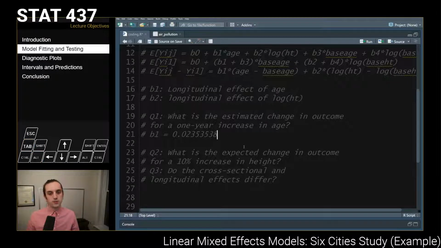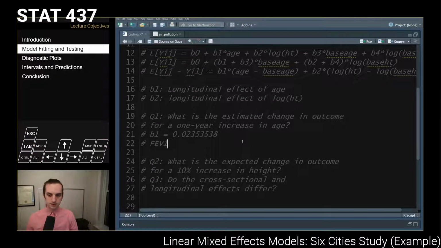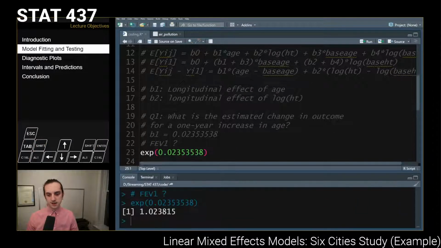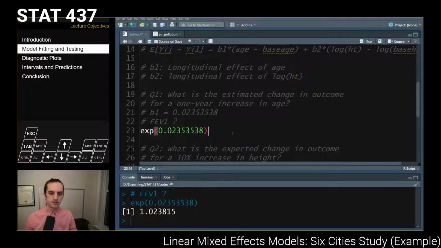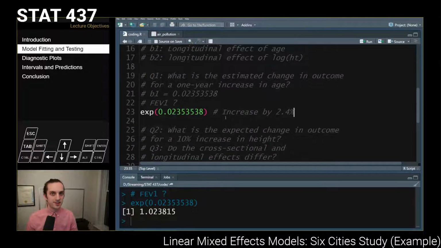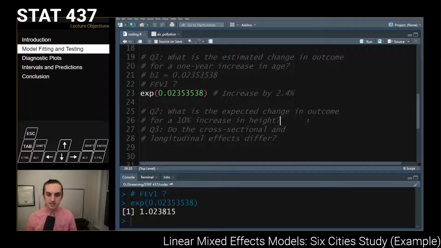And so if you want to know how the FEV1 itself changes, it's going to change by the exponential of this value, which is about 1.024. So it's going to increase by about 2.4%. And that's what the longitudinal effect of age is.